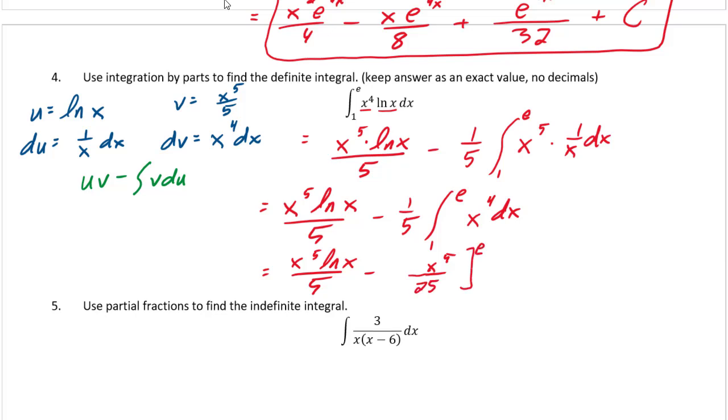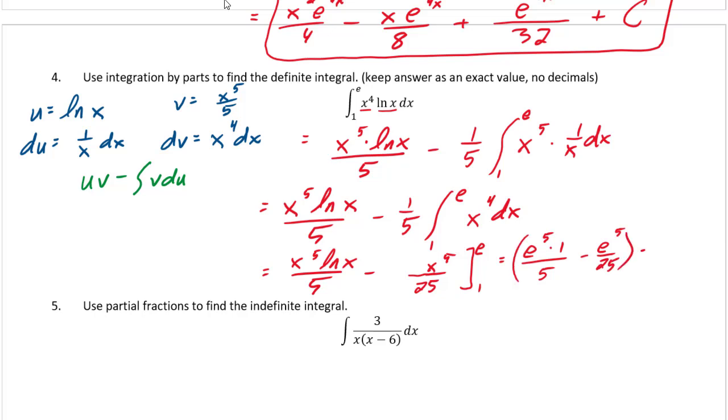And now it's going to be substitute in an e first and then substitute in a 1 second. So if I go ahead and do that, I think I might have enough space here, hopefully. E to the 5th would be our first one. Then natural log of e has a value of 1, so it's just e to the 5th times 1 over 5 minus an e to the 5th over 25.